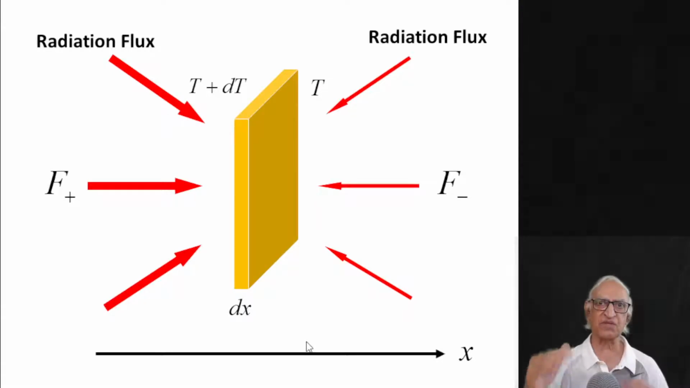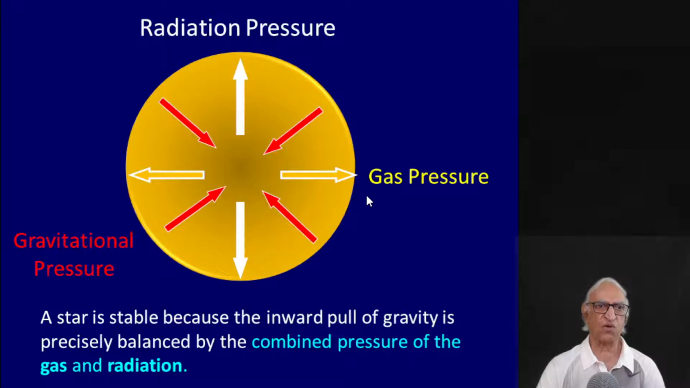Now, just as we did for particles bombarding the unit cylinder from below and above, let us now consider radiation flux incident both from the left and to the right. The temperature is larger on the left side than on the right-hand side. Therefore, the radiation flux moving from left to right, which is F plus, will be more than the radiation flux F minus going from right to left. So, Eddington's theory says that you must balance the gravitational pressure by a combined effect of gas pressure and radiation pressure.